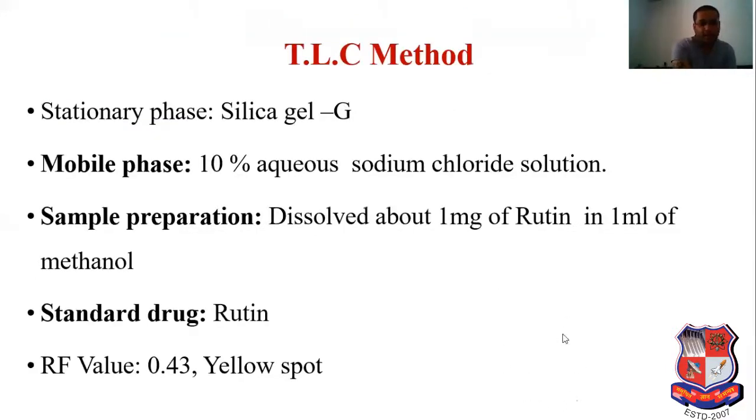How do we analyze it? We can analyze it by the TLC method. In the TLC method, the stationary phase is silica gel G, and the mobile phase is 10% aqueous sodium chloride solution. It is a different mobile phase compared to the other drugs. Now, sample preparation: a 1 milligram per ml solution of rutin should be prepared in methanol. Then for the standard, we take rutin to compare with our extracted rutin. The Rf value we get is 0.43, and we get a yellow spot. So that is the TLC method.